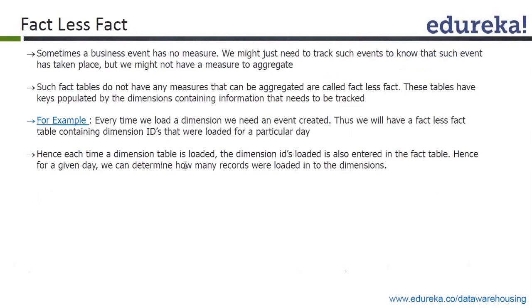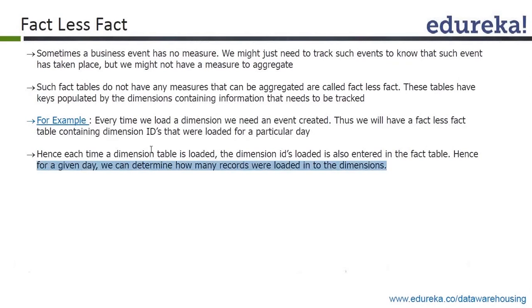So they just have keys from all the dimensions, like the product key, or the department ID key in our case, and the person ID key, and then what type of event it was, like say X-ray or whatever. So these keys are stored. There is no measure. The example they are giving here is that every time we load a dimension table, we need an event created. Thus we will have a factless fact table containing the dimension IDs that were loaded for a particular day.